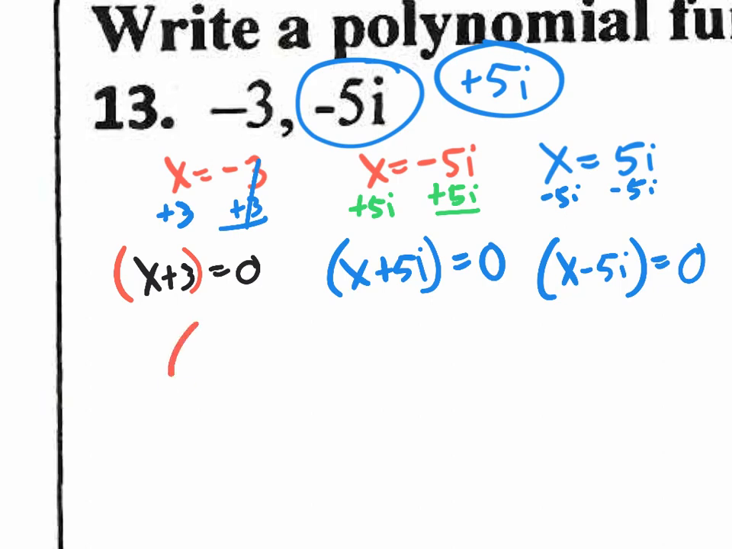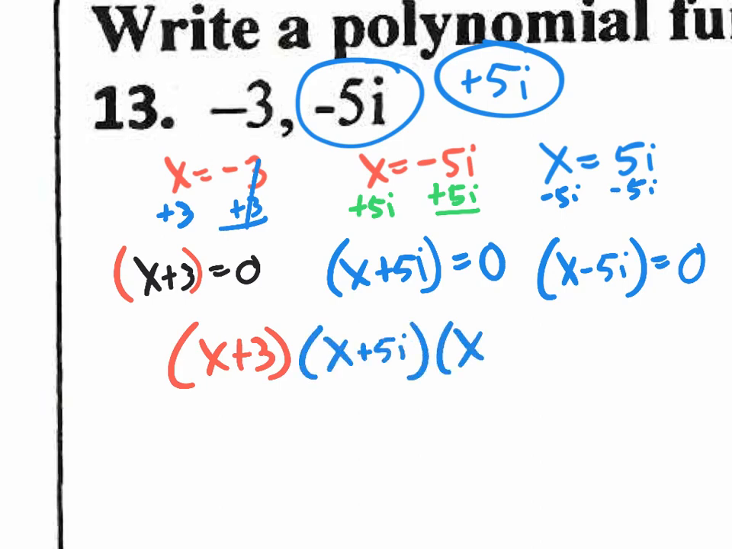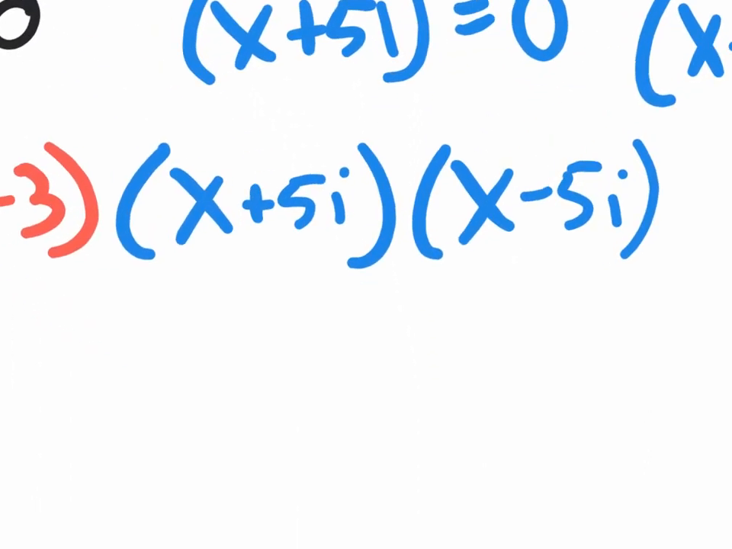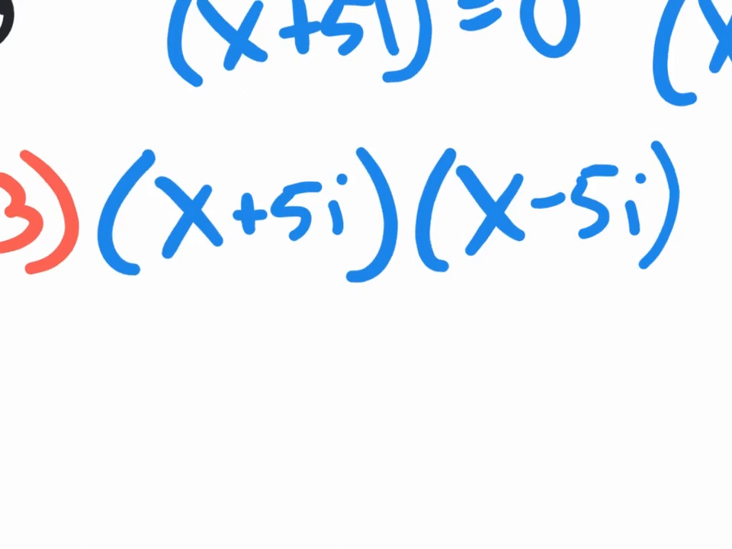So you're going to have x plus 3 times x plus 5i times x minus 5i. Now from here, I say always distribute or multiply the imaginary values first. The binomials, the blue ones first in this case. Because when you multiply a complex number with its conjugate, the imaginaries will disappear.